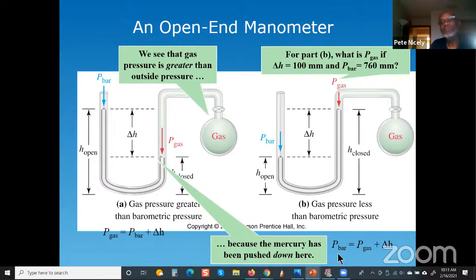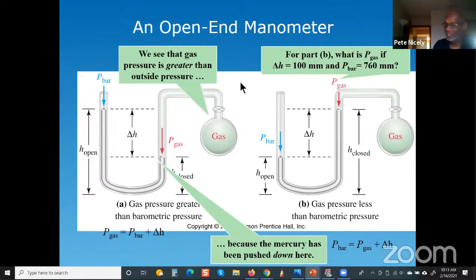And again, if you know what P bar is and if you know what the pressure of the gas is, then you can calculate what delta H is, all right, the difference between those two. In fact, if you know two of these, you can determine the third value, all right? So basically, you have to be careful when using an open-end manometer to determine which equation you're going to use to determine the pressure of a gas. In fact, it says here, as an example, for part B, what is P gas if delta H is 100 millimeters of mercury and P bar is 760 millimeters of mercury? Well, basically all you have to do is find the difference between P bar and delta H, right?